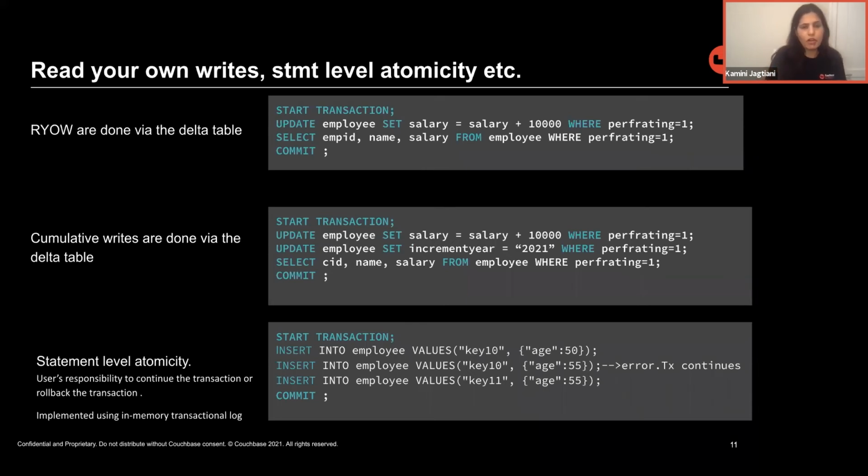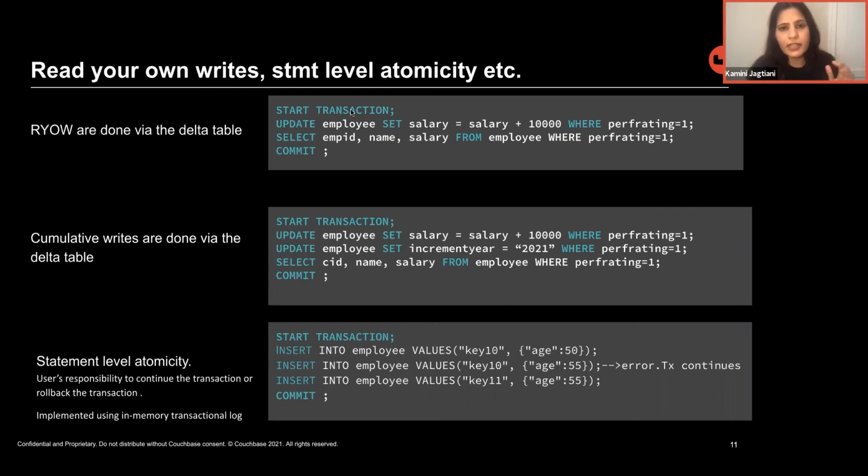Here is an example of read your own writes, statement level atomicity, write your own writes or cumulative writes. So remember I talked about the delta table. The delta table is created per collection, per transaction. So now when you get the start transaction, that's where your transaction starts. It returns a transaction ID, which is unique, which identifies the query node which has been selected to run this transaction. And all the statements which are between the start and the commit need to go to the same query node because they have to read and write to that delta table, right?